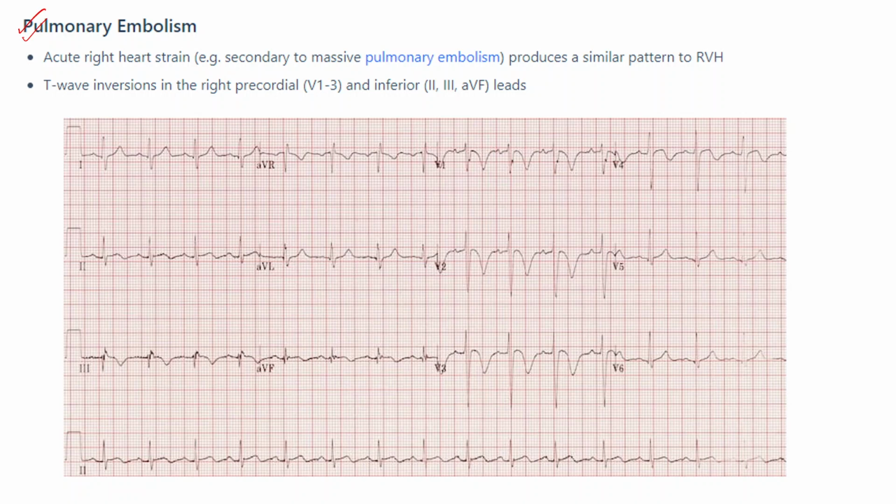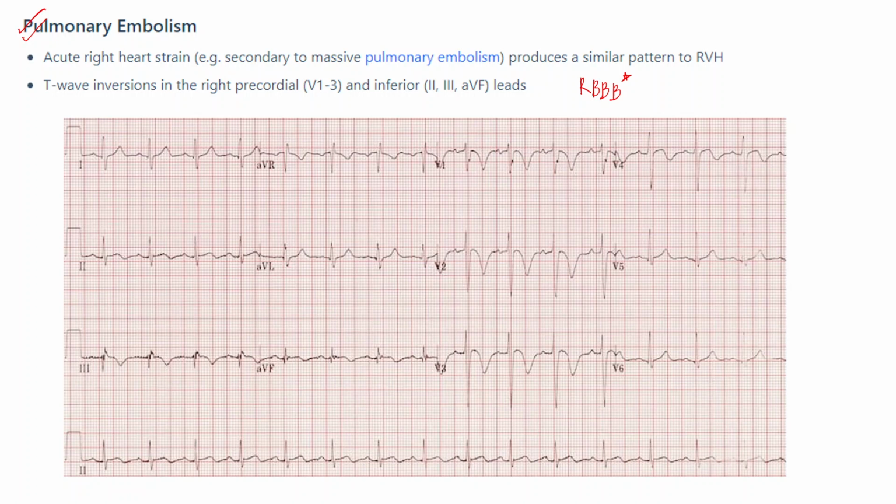Pulmonary embolism can cause T inversion. This T inversion may be associated with right bundle branch block. We'll be discussing pulmonary embolism more later, but as of now, remember that pulmonary embolism will produce a sudden strain on the right ventricle because the pulmonary artery is blocked. So this right ventricular strain itself can produce T inversion.